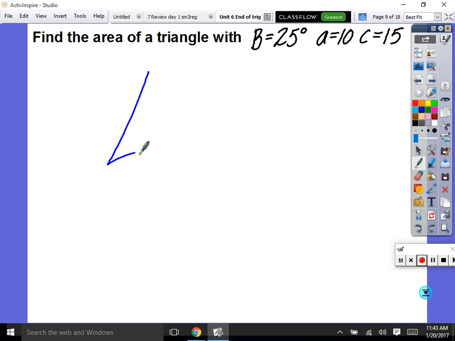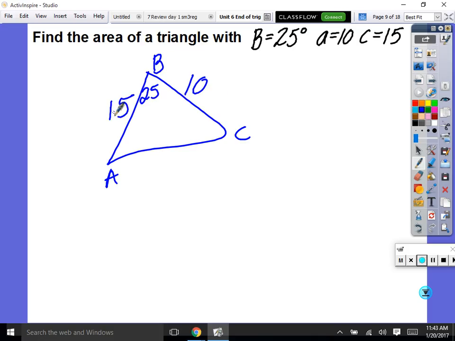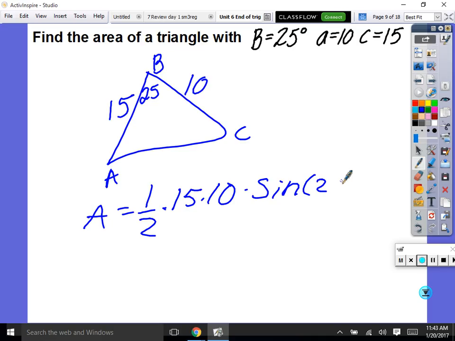Okay, find the area of the triangle. So this one's easy. You have to label it right. ABC, angle B is 25, side A is 10, side C is 15. Oh, this one's nice, right? We're given 2 sides and an angle. This is a perfect situation. That's almost too easy. I should make it harder. 1/2 times 15 times 10 times sine of 25. It's that easy, right? So our area for that would have been whatever. Type that in for me.